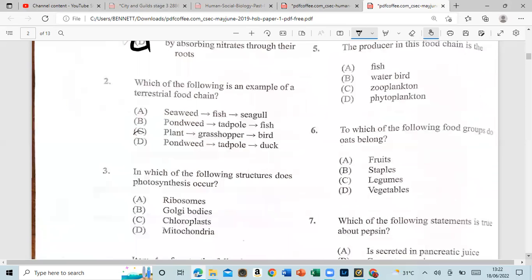Number 3. In which of the following structures does photosynthesis occur? Is it the ribosome, the Golgi bodies, the chloroplast, or the mitochondria? And that is the chloroplast.